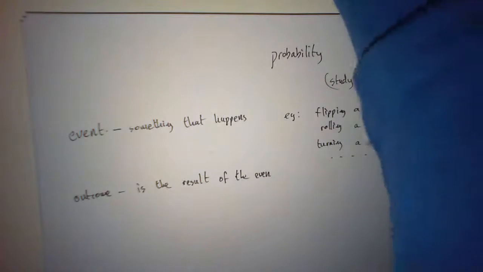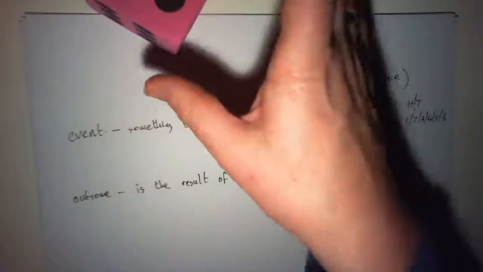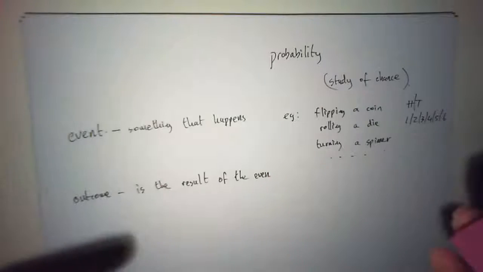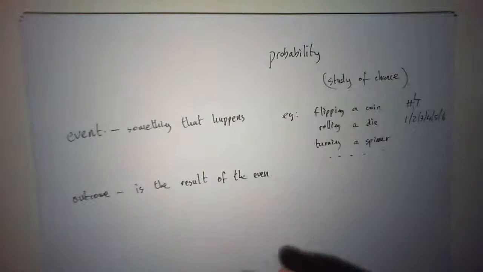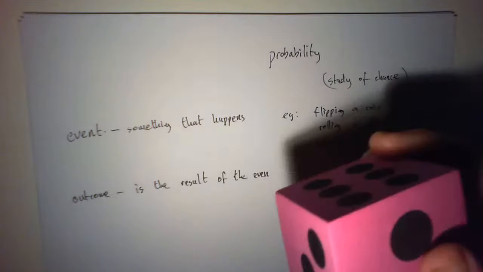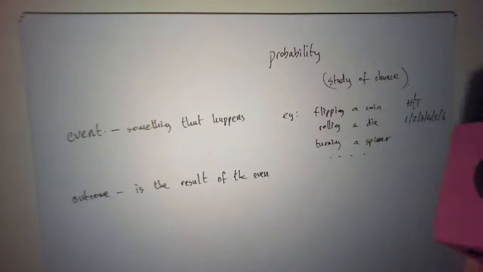Okay, same with the dice. Okay, I roll the dice. It's a 5. Okay, so the event is rolling the dice, and the one I get is the outcome. Okay, that's the basics of it.